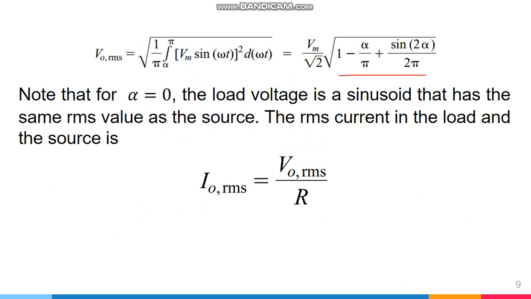In this equation, if alpha is kept 0, sine of 0 is 0, so this term will also be 0, and alpha by pi will also be 0, and the load voltage is just a sinusoid, and the RMS value is equal to the peak value by square root 2, which is the RMS of a sinusoid. And if I have the output RMS value of the voltage, then I can easily calculate the output RMS current. I naught RMS is equal to V naught RMS divided by the resistive load.